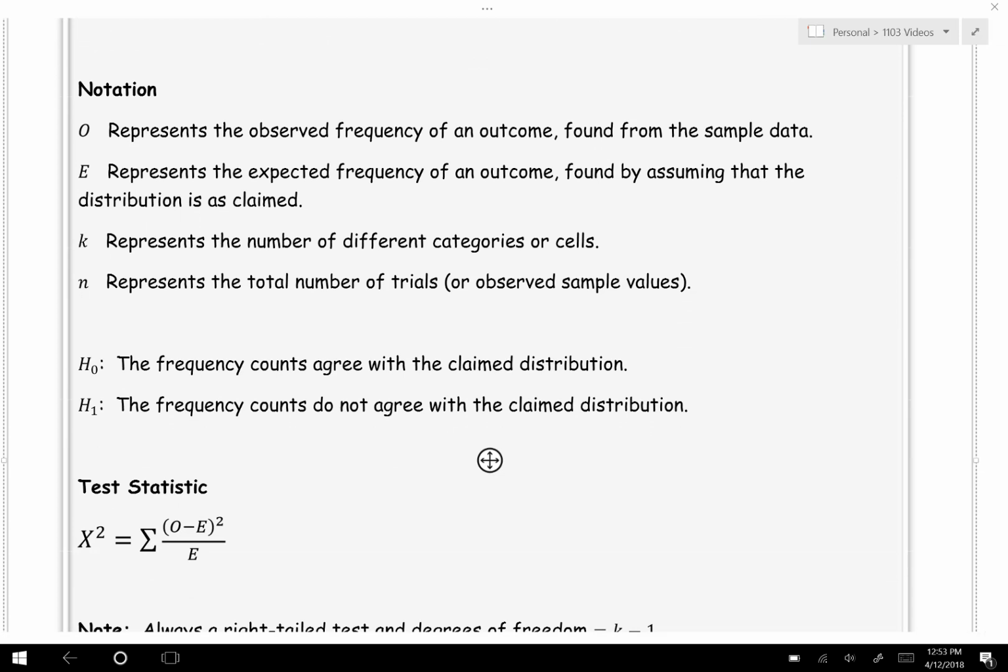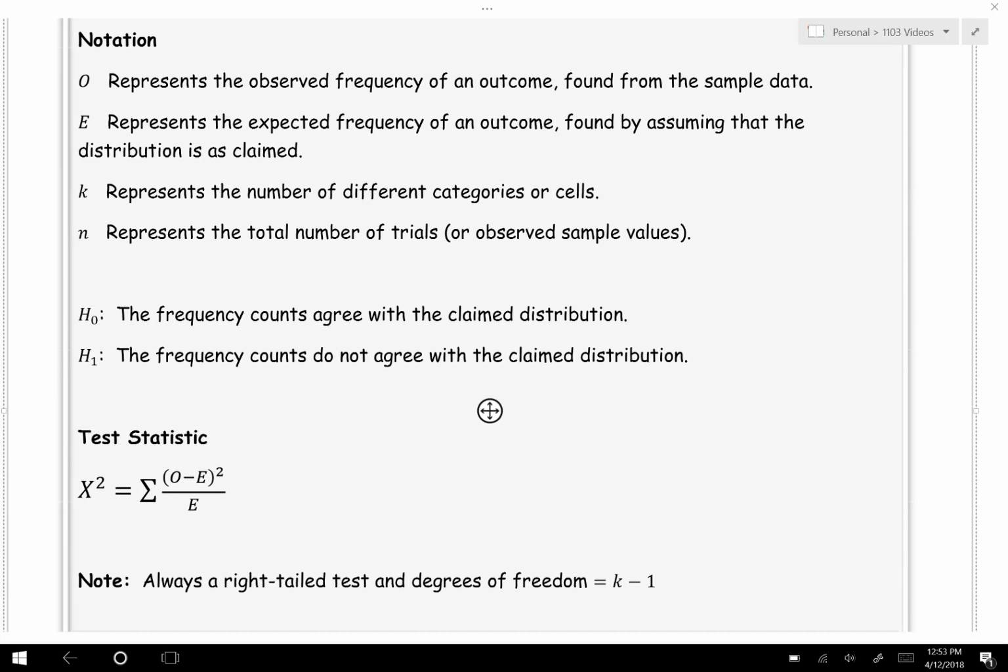The notation that we're going to be using: capital O represents your observed frequencies of an outcome found from your sample data. Capital E represents the expected frequency of an outcome found by assuming that the distribution is as it's claimed. Lowercase k represents the number of different categories that you have. Lowercase n represents the total number of trials or observed sample values.